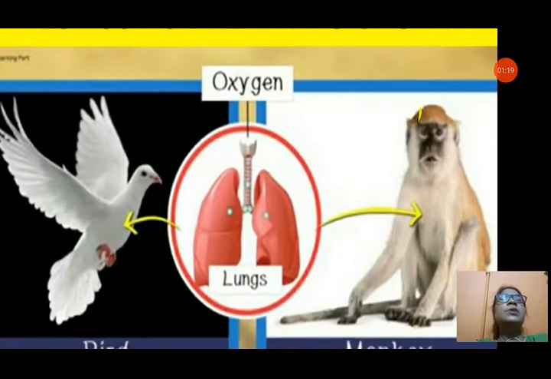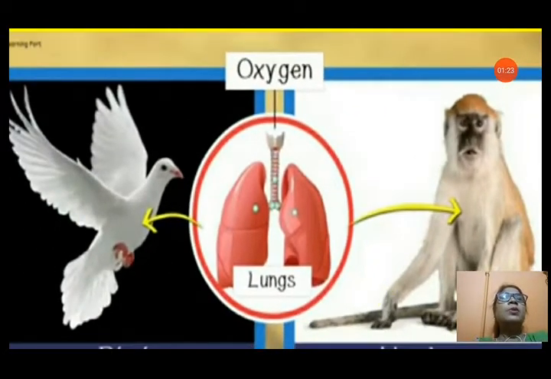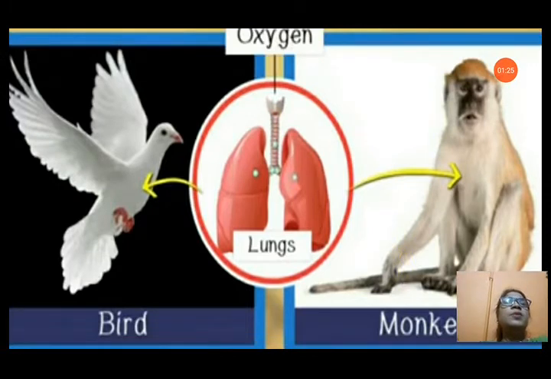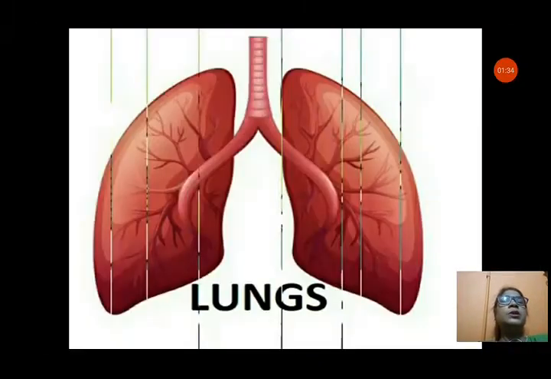So lungs as breathing organ. You can see the lung. Mostly the mammals and the birds have lungs. Some amphibians also have lungs. So most of the land animals, they live on land, they breathe with the help of lungs. So let us see about lungs.